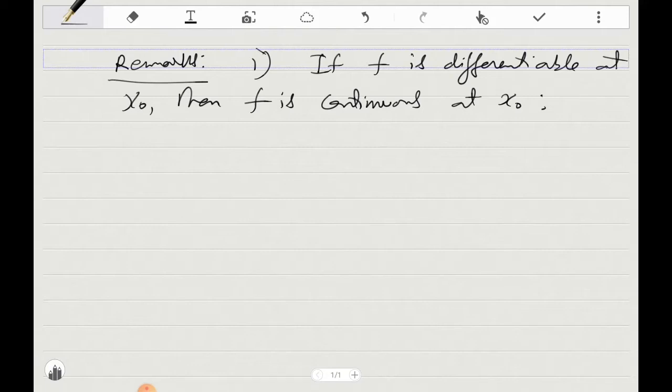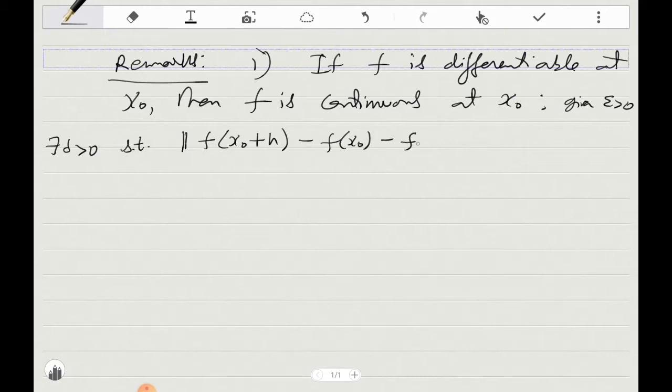So what do we do? Well, we have this equation: given epsilon greater than 0, there exists delta greater than 0 such that the norm of f of x naught plus h minus f of x naught minus, now I'll use the derivative notation of Rudin, f prime x naught of h acting on h, is less than epsilon times norm h, for all h with norm h less than delta.